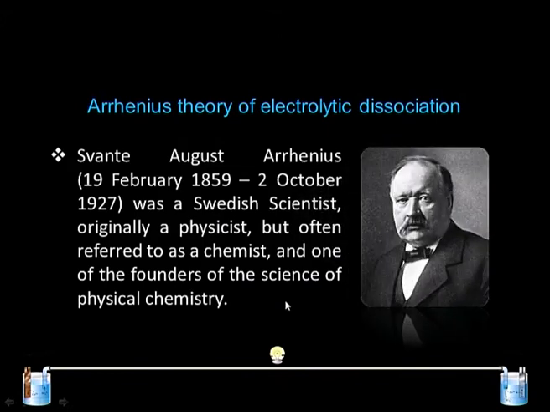One of the important theories which led to our better understanding of electrolytic dissociation is Arrhenius theory. This is a very celebrated theory because it has laid the foundation of our better understanding of electrolytic dissociation. Credit goes to Arrhenius, who was a physicist, but he contributed a lot to the understanding of physical chemistry, electrolytic dissociation specifically. Now, what he has said, we are going to cover that.